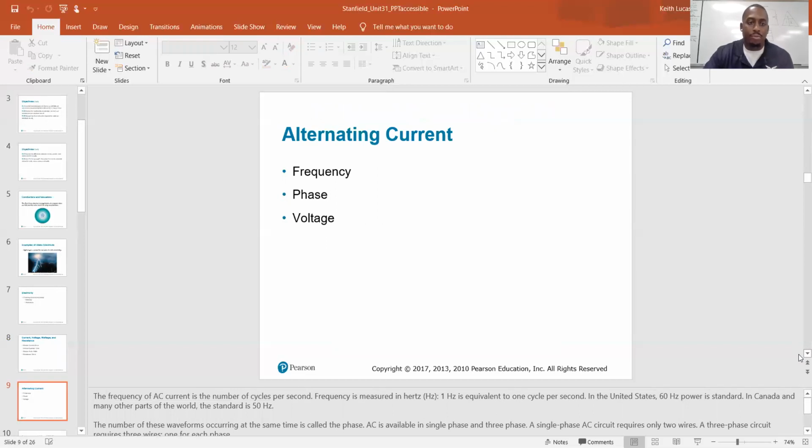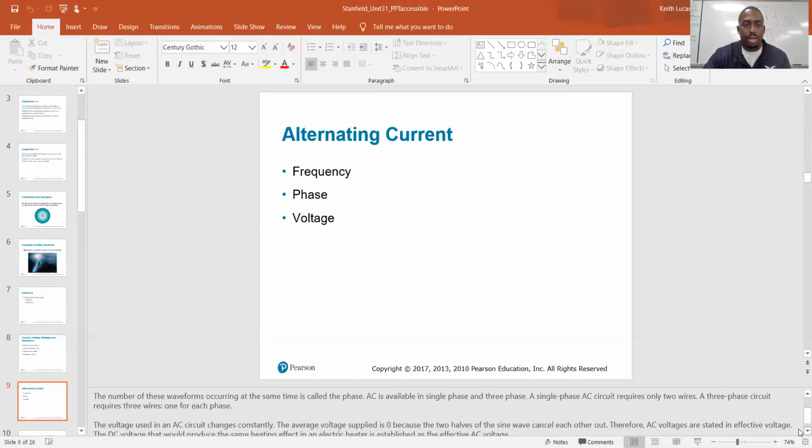Alternating current. The frequency of AC current is the number of cycles per second. Frequency is measured in hertz. One hertz is equivalent to 1 cycle per second. In the United States, 60 hertz power is standard. In Canada and many other parts of the world, the standard is 50 hertz. The number of these waveforms occurring at the same time is called the phase. AC is available in single phase and 3-phase. A single phase AC circuit requires only 2 wires. A 3-phase circuit requires 3 wires, 1 for each phase.